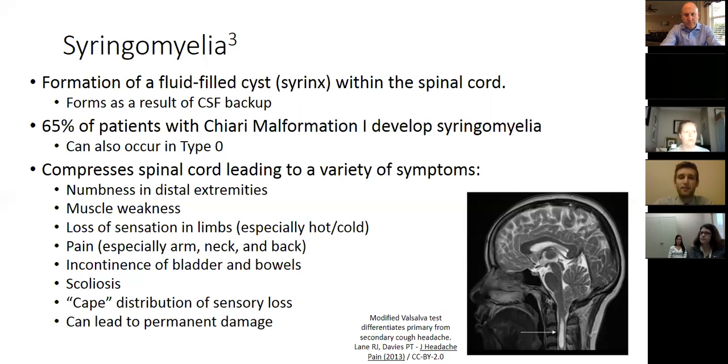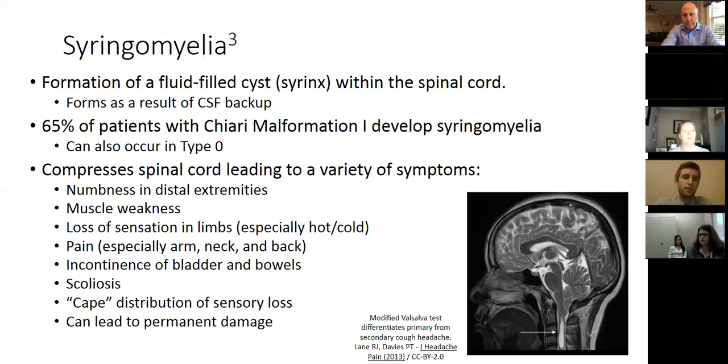About 65% of patients with Chiari malformation type 1, which we'll talk about the types in a little bit, but that one's the most common, will develop syringomyelia. And it can also occur in type 0, which is the one that's caught but not necessarily symptomatic.